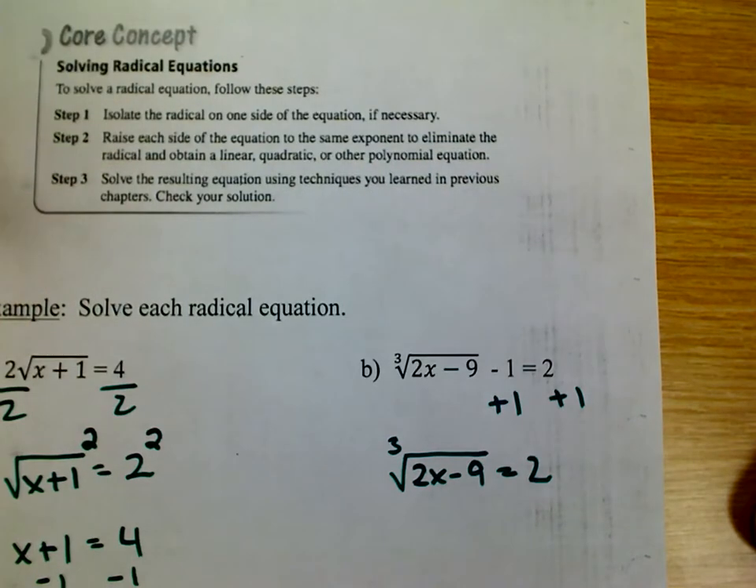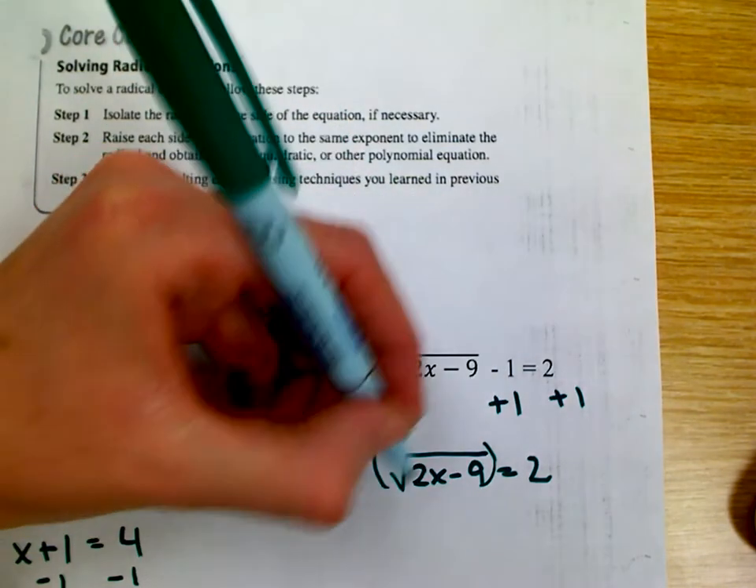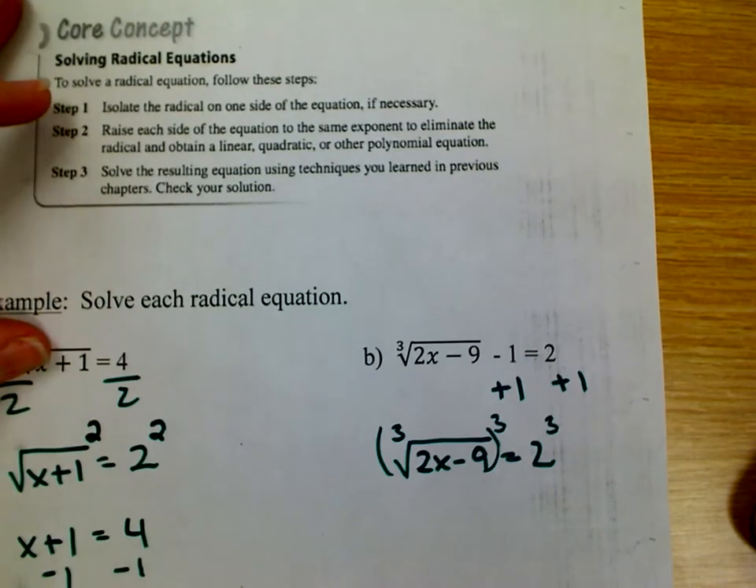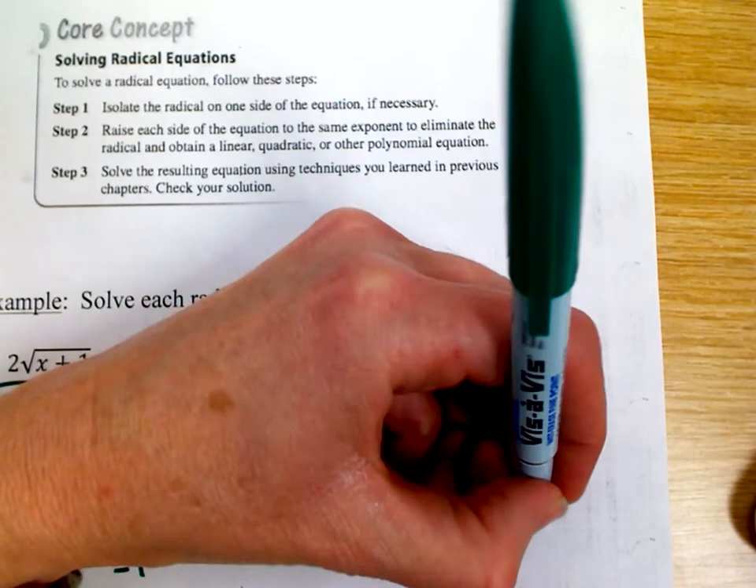For step 2, I'm going to raise both sides of this equation to the same exponent. Well, the exponent that will undo cube root is the third power. And so I'm going to raise both sides of this equation to the third power. That will leave me with 2x minus 9 equal to 8.